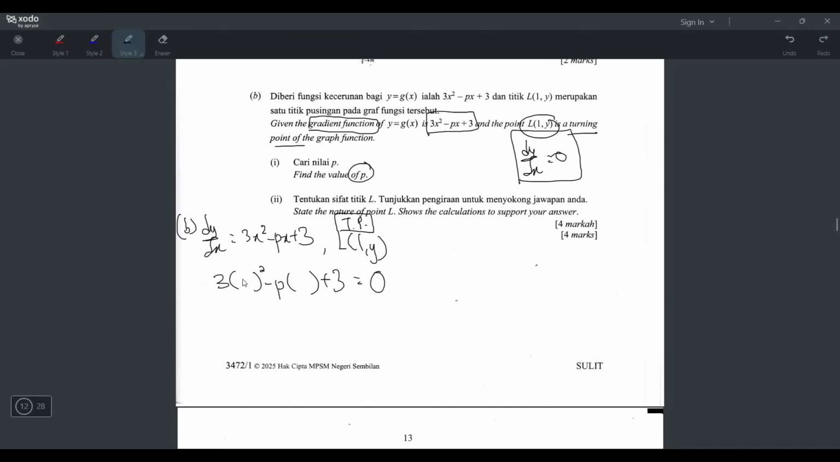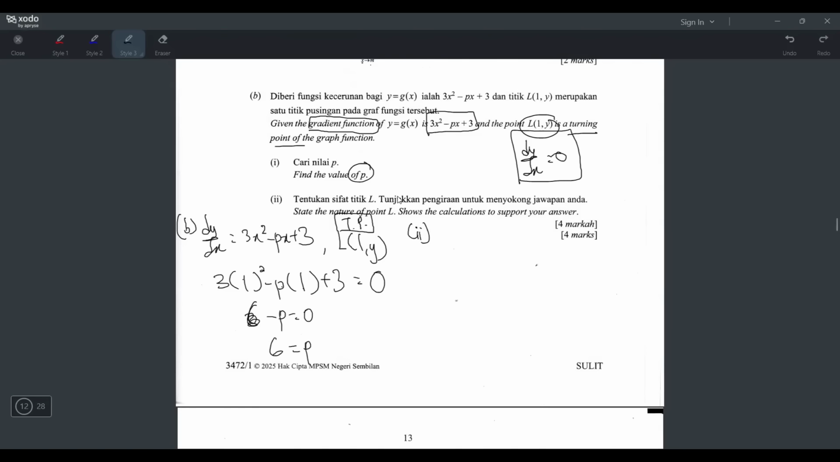So even though I don't know what p is, I know when I sub the 1 here, the whole thing should be equal to 0. So I'll just sub 1 inside, and then now I can find p. 1 squared is 1, 1 times 3 is 3, 3 plus 3 is 6. So 6 minus p equals 0, and then negative p moves over to become positive p equals 6. So that should be the answer.